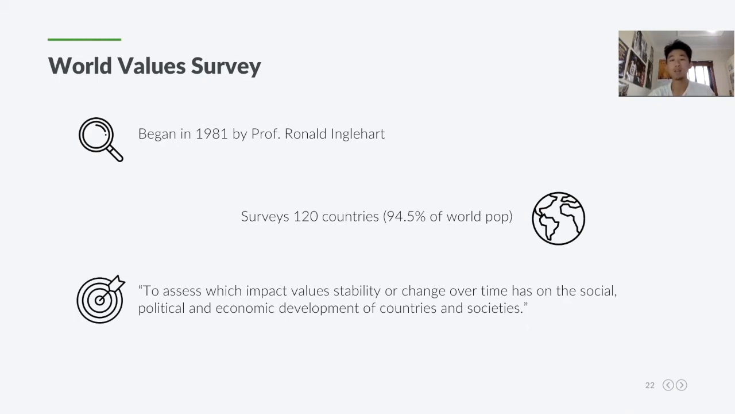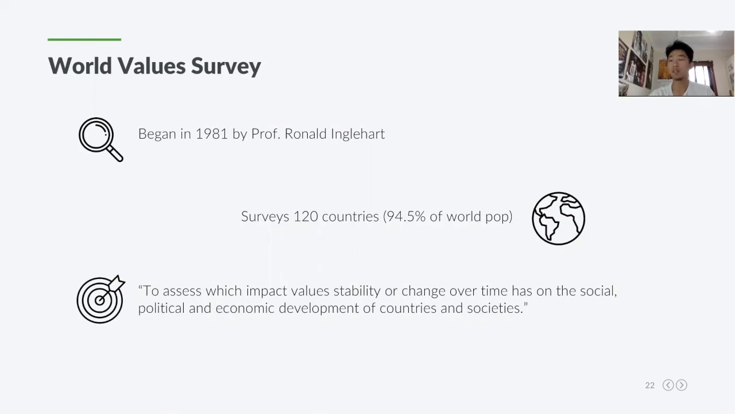However, it differs from Hofstede's and Trompenaars' model as it is a continuous framework. What I mean by this is that it gathers time series data through a sample survey that's taken every 5 years, which allows us to look at social and cultural trends between different periods. The survey began in 1981 and was introduced by Professor Ronald Inglehart, who built upon a pre-existing model called the European Values Survey. The project currently surveys a minimum of 1,000 individuals from each of 120 countries from around the world.